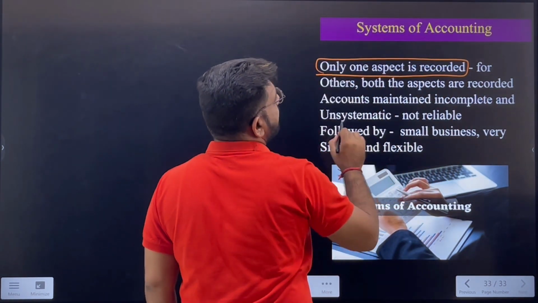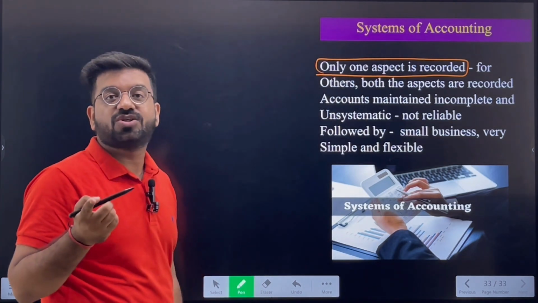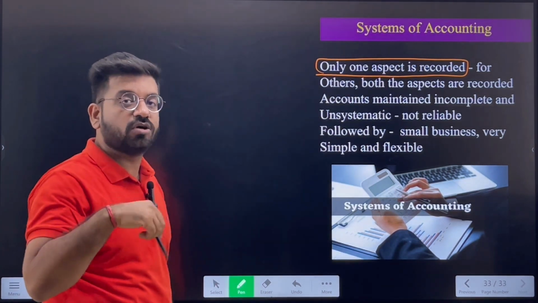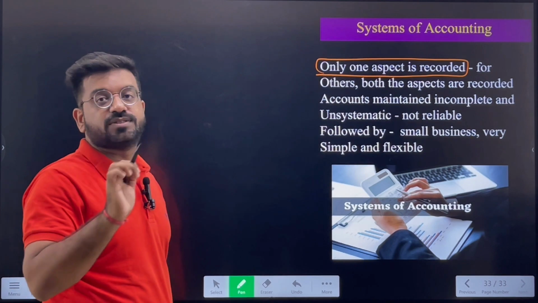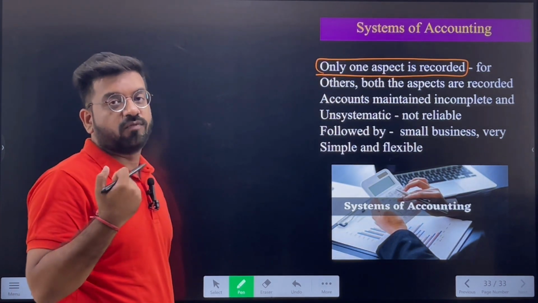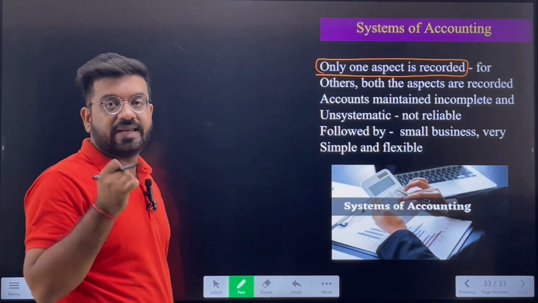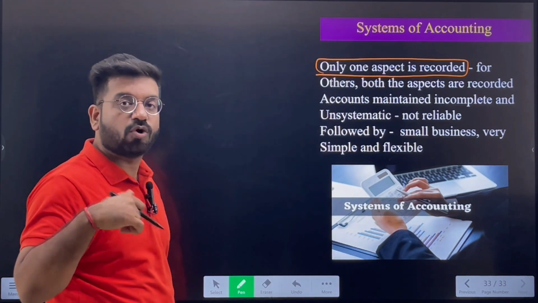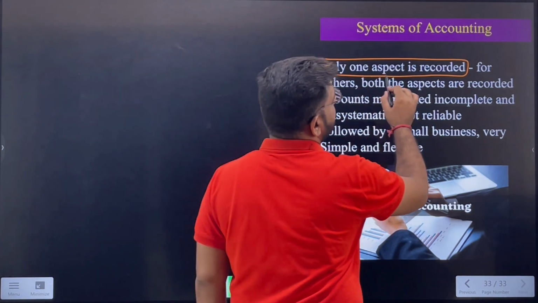Next, only one aspect is recorded. Now, what is recorded? Only one thing, either the cash or the person from whom we have purchased or sold the goods. No expenses, no incomes, nothing. Only the inflow and outflow of cash and the person's name from whom the goods have been purchased or sold. So only one aspect is recorded.